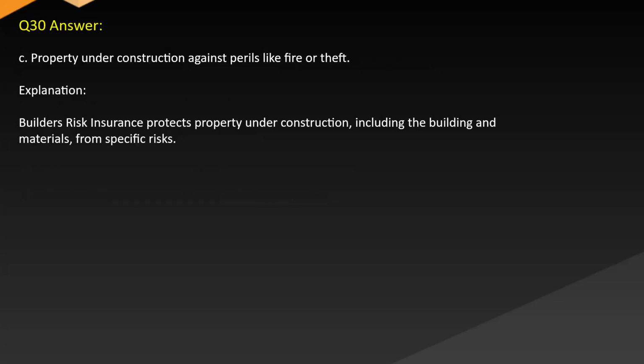Answer: C. Property under construction against perils like fire or theft. Explanation: Builder's risk insurance protects property under construction, including the building and materials, from specific risks.